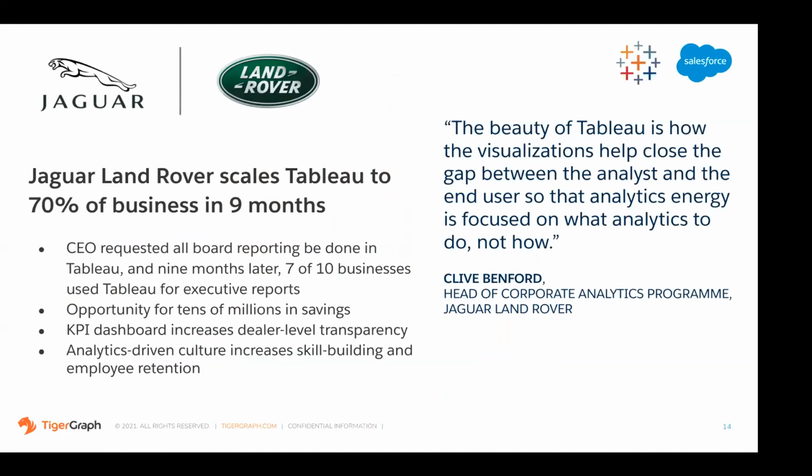Now, again, this is just the Jaguar Land Rover use case. They're a customer of TigerGraph's. They're also a customer of Tableau's. Their CEO, Jaguar Land Rover, requested that all the executive reports be done using Tableau. And within 9 months, they had shifted to 7 out of 10 business units using Tableau, made a big shift very efficiently, and it's saving them tens of millions of dollars or pounds, I suppose.